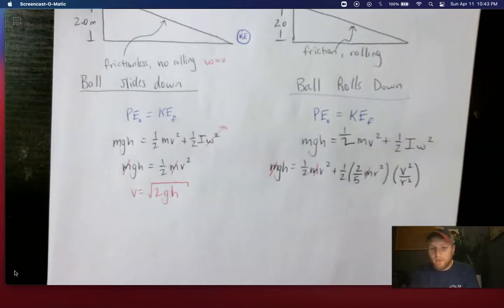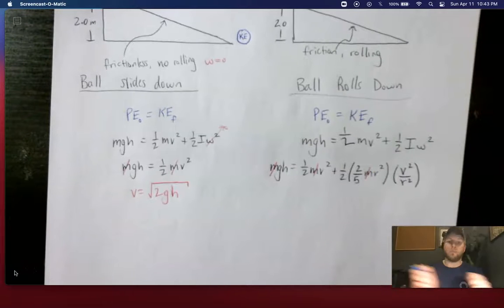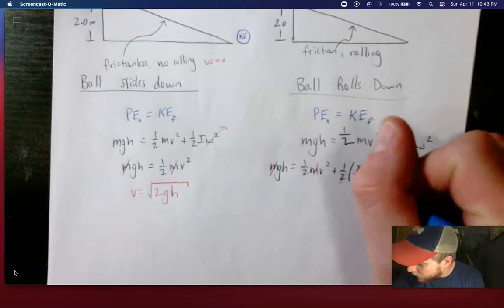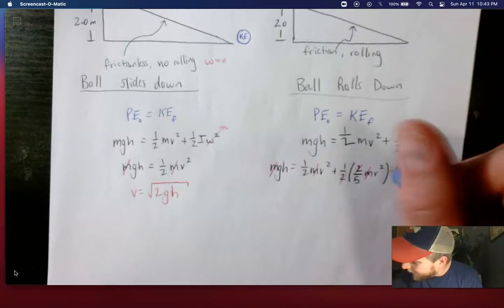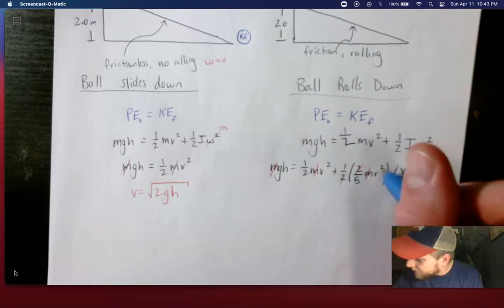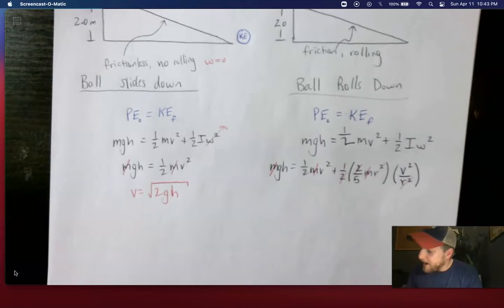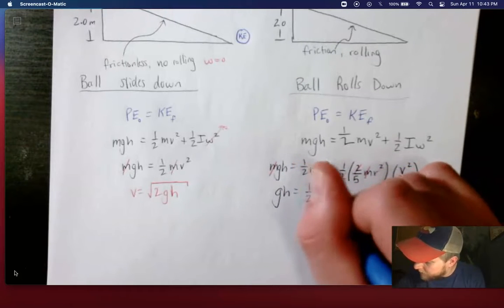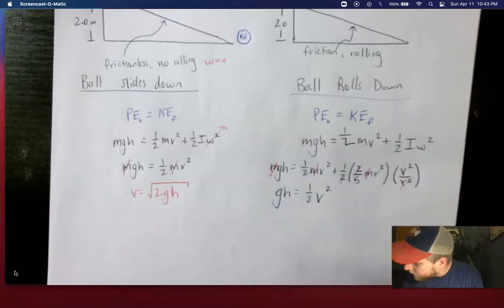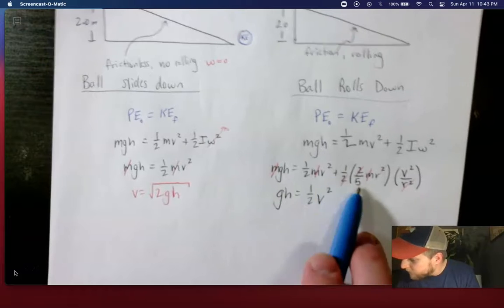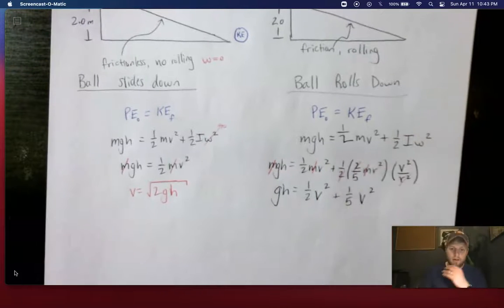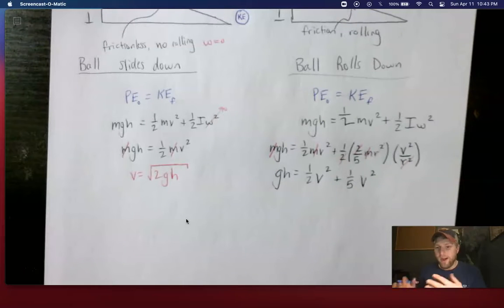and then I'm going to do similar cancellations to what I did in the previous example. So I'm going to cancel these 2's, those can go away. I'm going to cancel, wow, lots of stuff dropping out. I'm going to cancel these r's as well. And a whole bunch of stuff happened, so let's go ahead and clean this up. I've got gh still remaining. I've got 1/2 v squared. And then after all that damage, all the canceling, I have 1/5 v squared.